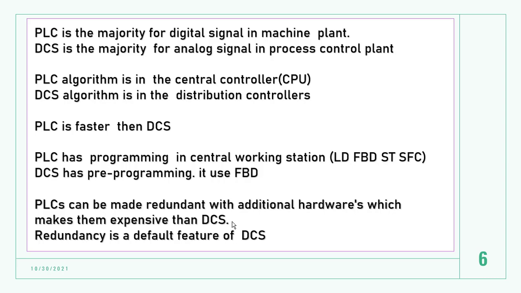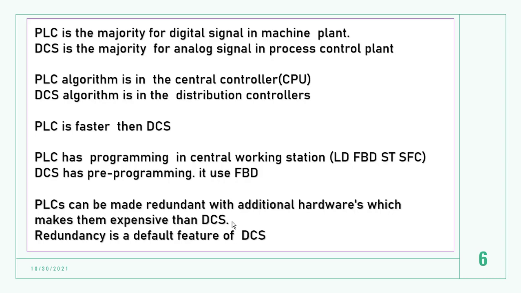PLC is faster than DCS. PLC programming is all in the central workstation. Technicians and engineers do the programming in the workstation. You can use LD, ladder diagram, FBD, function block diagram, structured text, and SFC, sequential function chart. DCS programming just uses FBD. It doesn't use LD as a program.